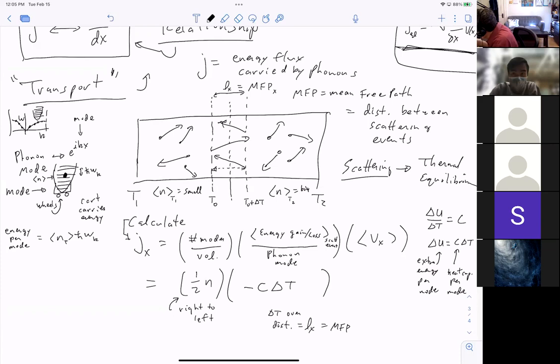And then the velocity is just going to be this velocity, Vx, the x direction velocity. But then I have to multiply by a factor of 2 because it works over both directions. That last factor of 2 is because I got the cold ones coming in and they're sucking up energy. And then I got the hot ones. The cold ones are coming from left to right, sucking up energy. The hot ones are coming from right to left, dumping out the energy. But both of these processes cause energy to flow to the left. So that is my thermal flux.